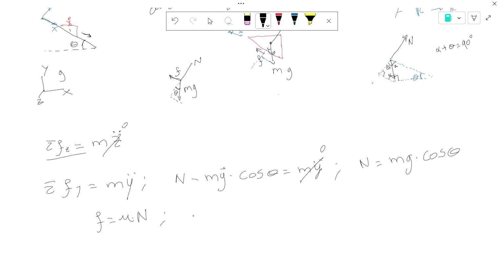All right, so what this means is that friction is equal to a coefficient of friction times mg times cosine of theta. So we already have our friction force as well. I'm sorry, this is y, okay? So don't get confused.